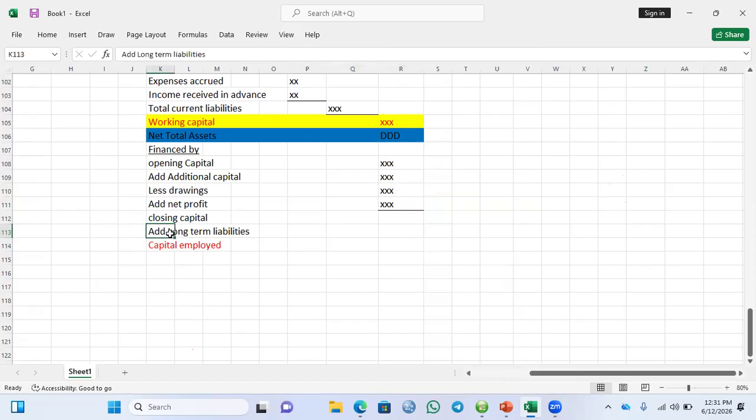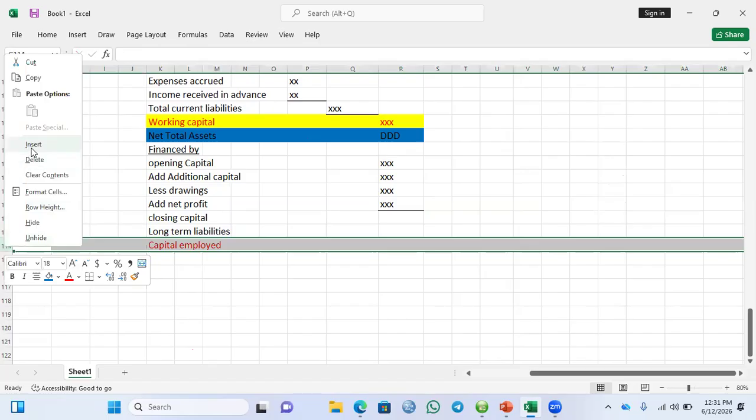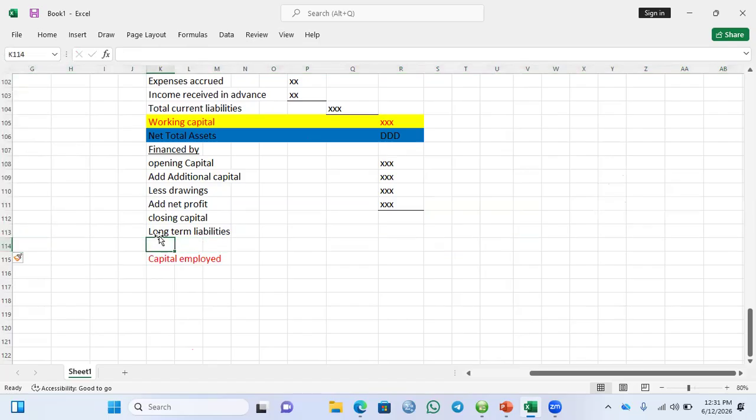Then long-term liabilities, let me be specific here. For the sole trader, the long-term liability you are going to see is loan. So normally we put the heading long-term liability and show this loan. Sometimes you see bank loan, but any loan is a loan. So loan. So that's what you add on, and then you get the capital employed.